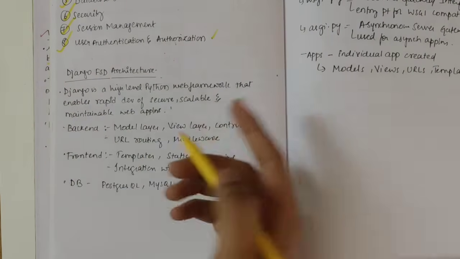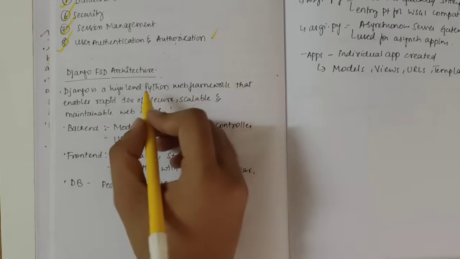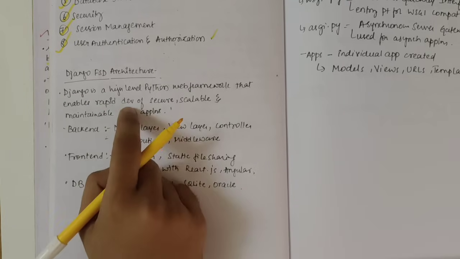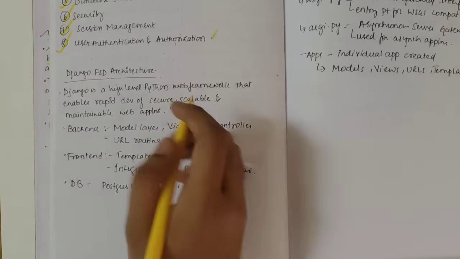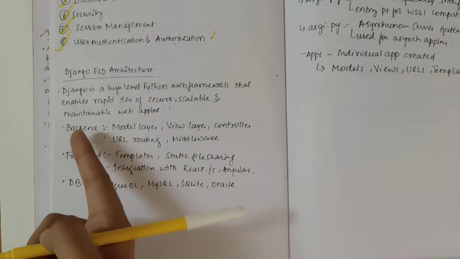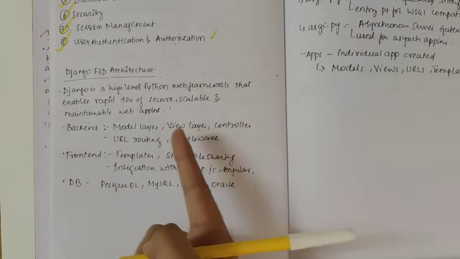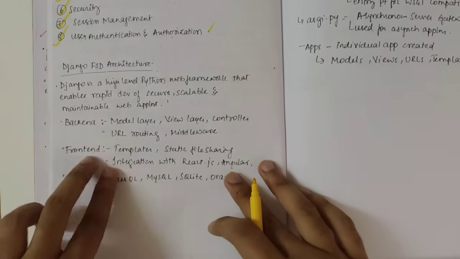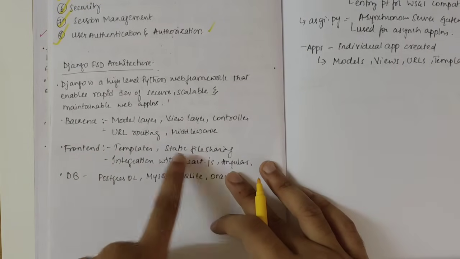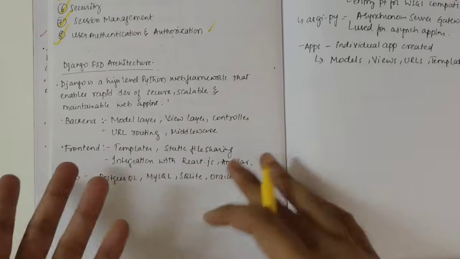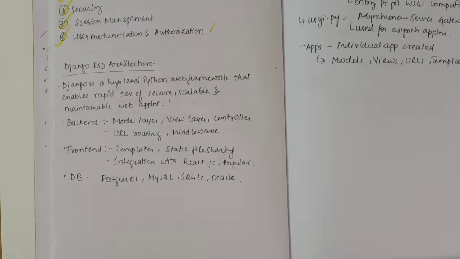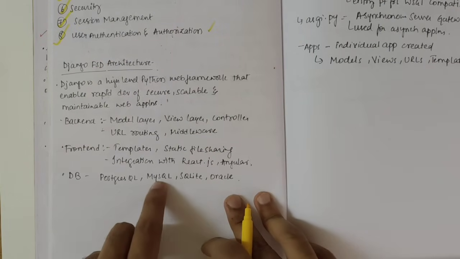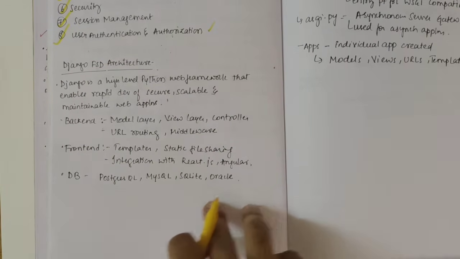So Django FSD architecture, full stack development architecture. Django is a high-level Python web framework that enables rapid development of secure, scalable and maintainable web applications. So here in the backend, we have the model layer, view layer, controller, URL routing, middleware. And in the front end, we have the templates, static file sharing, integration with React.js, Angular and other software. In the database come PostgreSQL, MySQL, SQLite and Oracle.